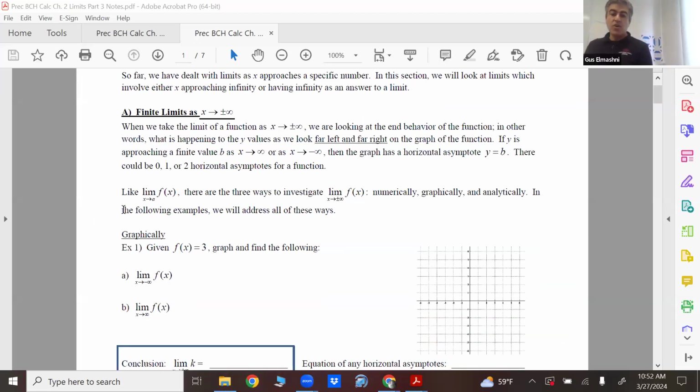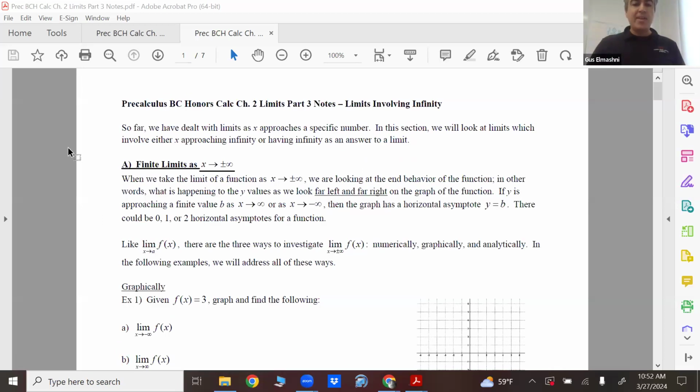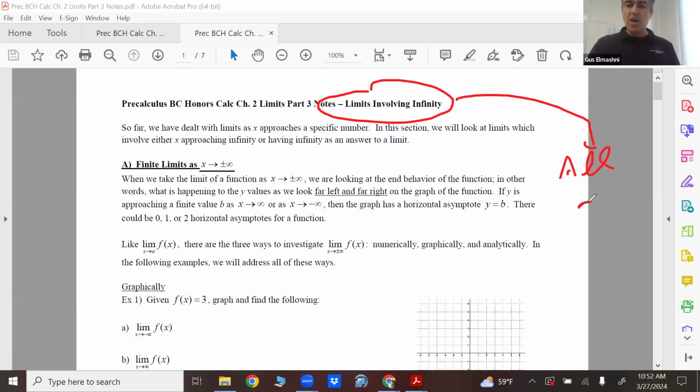Okay, infinite limits. We're going to talk about limits with x approaching infinity, or when the limit itself is approaching infinity. And just so you know, this whole section is all about asymptotes. You learned about asymptotes in Algebra 2 Trig Honors, right? Maybe even before that, I don't know. We talked about it in this class, but now you get a deeper understanding of it from a calculus perspective, because that's really where it comes from.